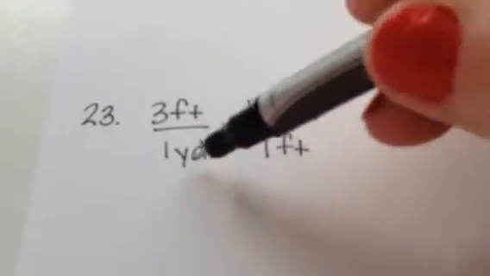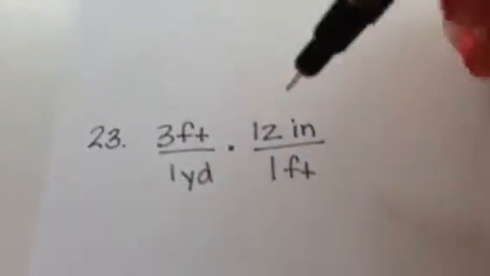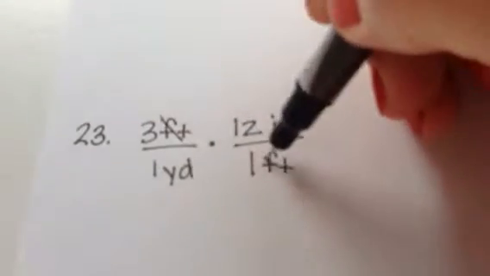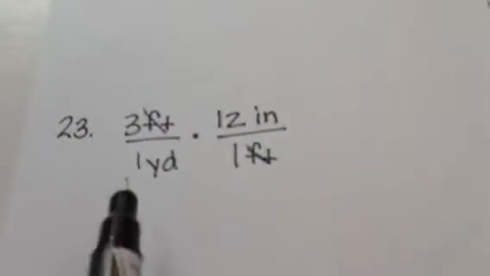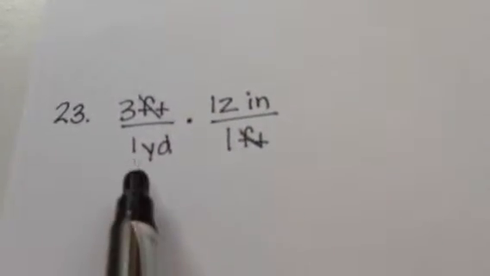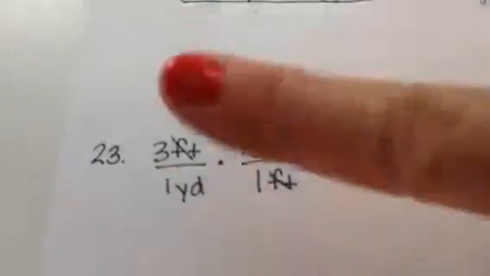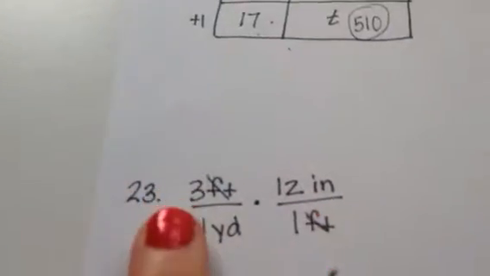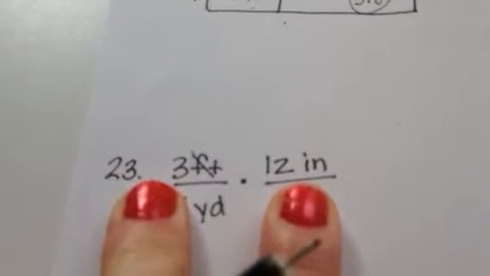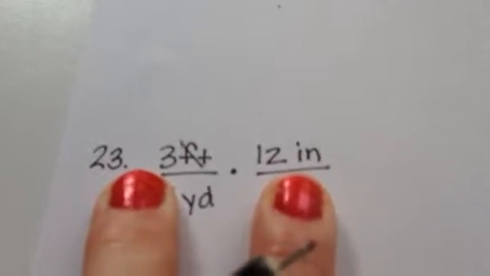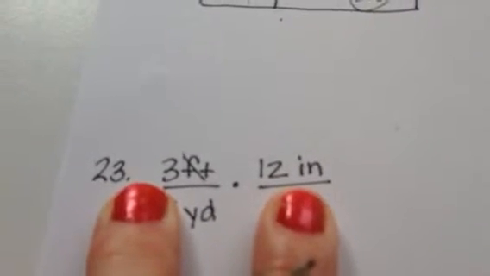Well, can I cross cancel any labels? The only labels I can cross cancel are the labels for the feet, right? Now notice, what is my denominator? 1 and a 1. So we can pretend that the numbers are not even there, right? So really, what do I have on the bottom? I just have yards, right? That's all you can see.